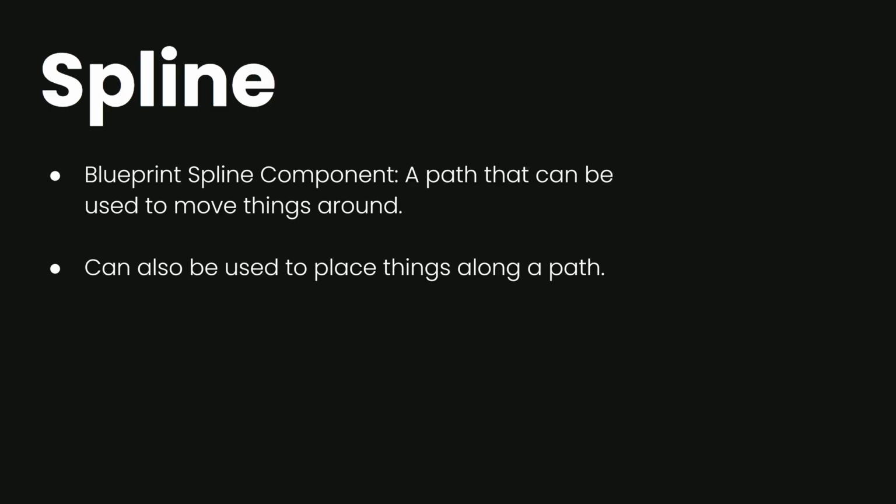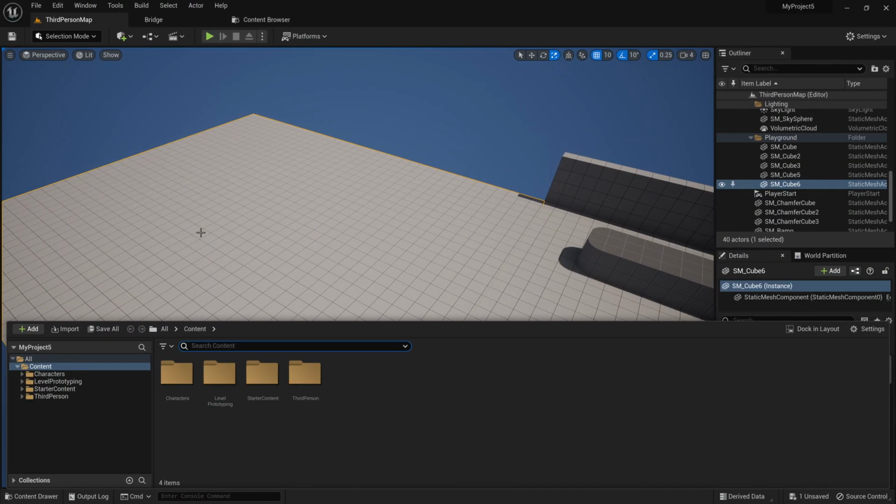And what is a spline? Well, we are talking about blueprint spline component here. And this blueprint spline component is a path that can be used to move things around in Unreal Engine. It can also be used to place things along a path inside our game. So now let's make our path actor.